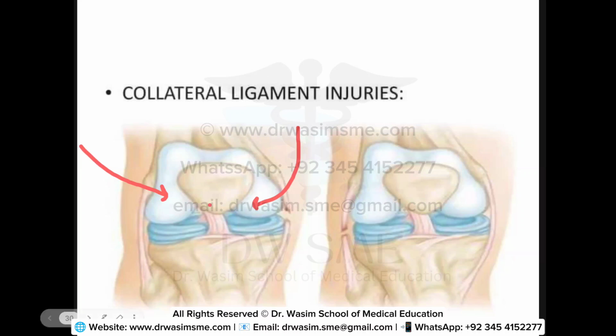So for the ligamentous injuries, you need to memorize the type of injuries and the type of forces, so that it will be very easy for you to answer. You will not have to think for a long time.